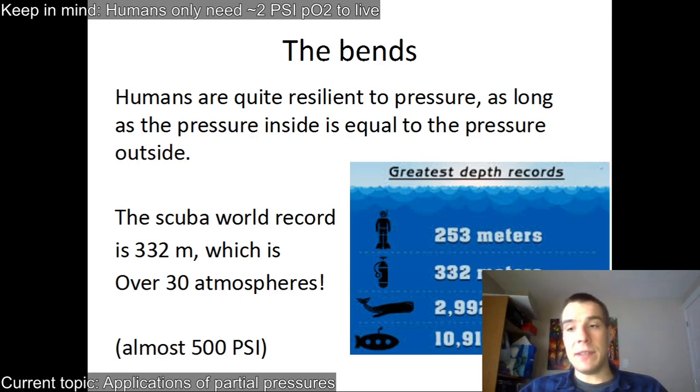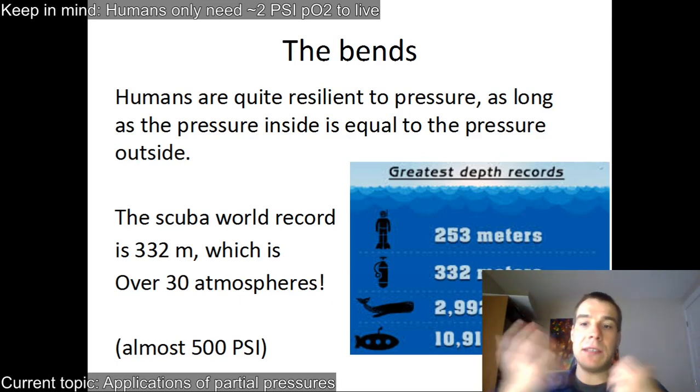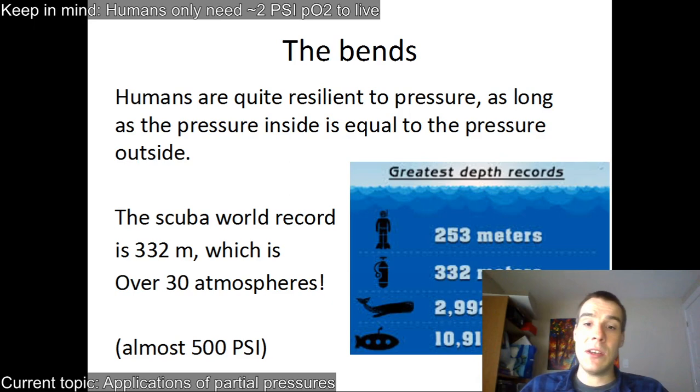Humans are pretty resilient to pressure. If the pressure is all around us, our inside will actually equalize the outside. And you've probably felt this if you ever had your ears pop when you're going down or up a hill in a car, like a big steep hill, or taking off or landing in an airplane. The air pressure is equalizing and your ears pop as your body equalizes to the outside air pressure. But once it's equalized, you're fine. And we're very, very resilient to this, as long as the pressure inside us is equal to the pressure outside.